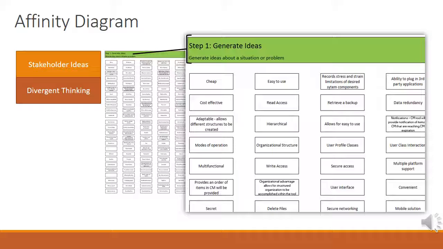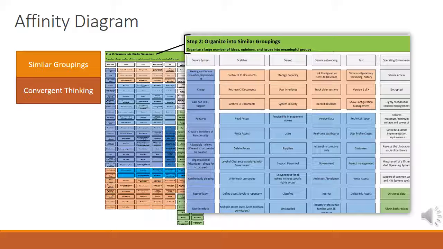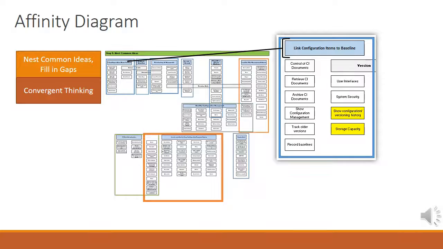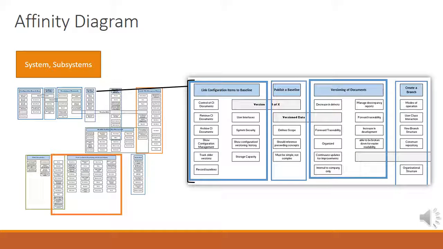We start by collecting stakeholder ideas. This is a practice of divergent thinking. We then organize ideas into similar logical groupings, thus practicing convergent thinking as we are converging many ideas into a meaningful order. To further clarify patterns of structure, we add headers and remove idea duplications. Finally, we nest common ideas and fill in gaps within the idea categories. Because of this powerful tool, our CM system is now defined and can be further analyzed or communicated to stakeholders.